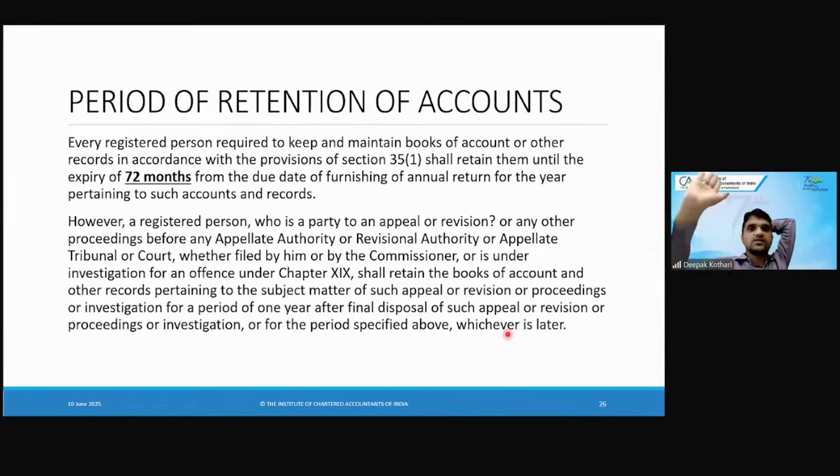So in normal cases, you have to maintain for 72 months from the end of the financial year, that is, from the due date of the annual return. 72 months means 6 years. So for 23-24, the annual return's due date is December 24. Correct? So 6 years from then, that is till December 2030, you have to maintain records for 23-24. So calculate for every year. For 72 months, you have to maintain the books of accounts.